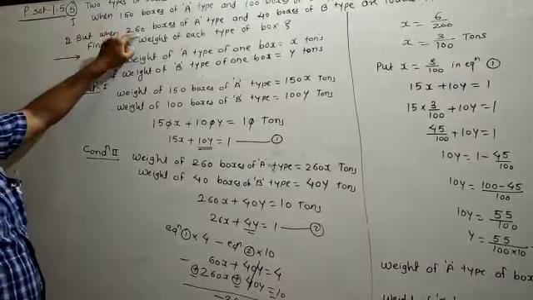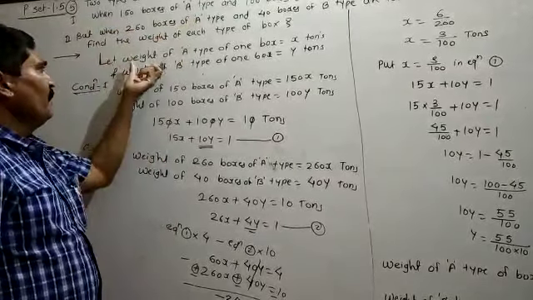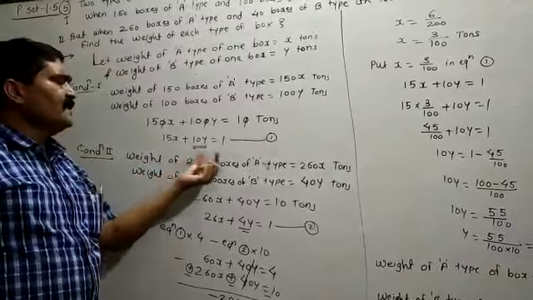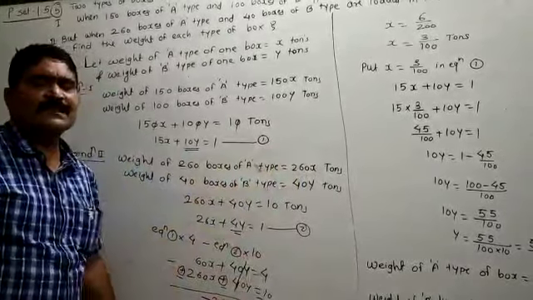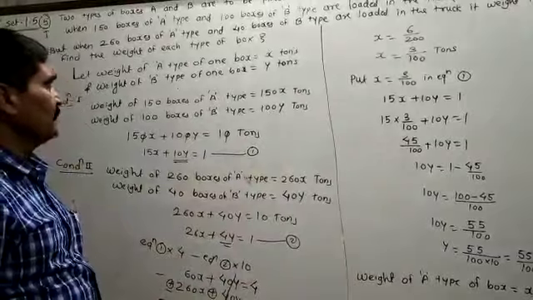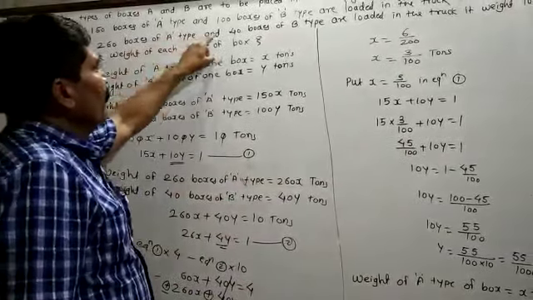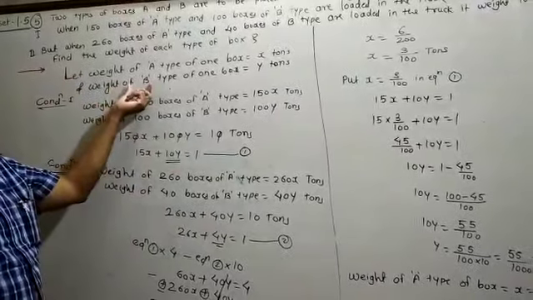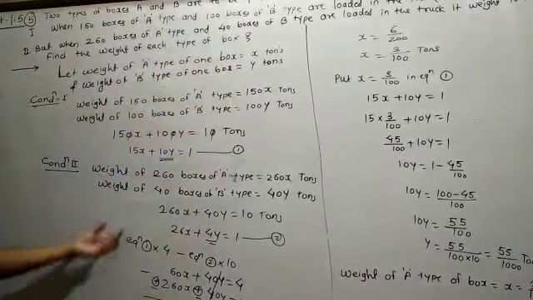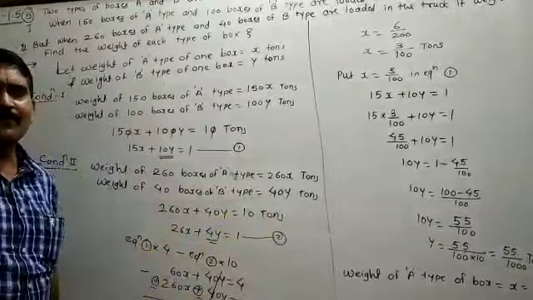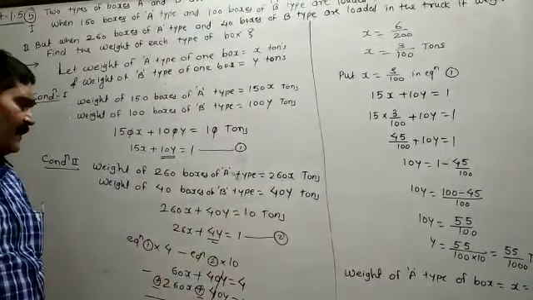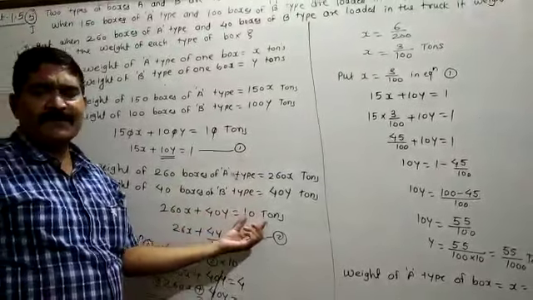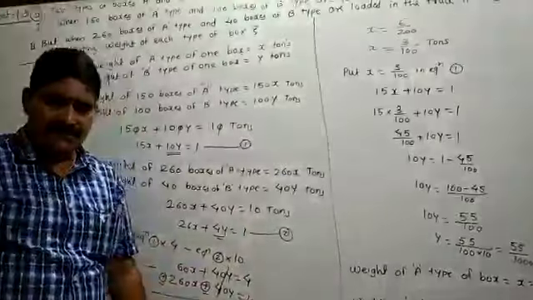When 260 boxes of A type, if the weight of one box of A type is X tons, the weight of 260 boxes of A type is 260 multiplied by X, which is 260X. And 40 boxes of B type, the weight of one box of B type is Y tons, so the weight of 40 boxes of B type is 40 multiplied by Y, which is 40Y. And if you add these two types of boxes, the capacity of the truck will come, and that is 10 tons.